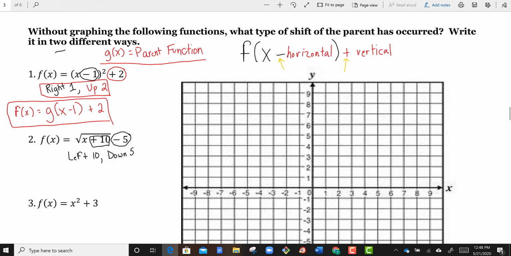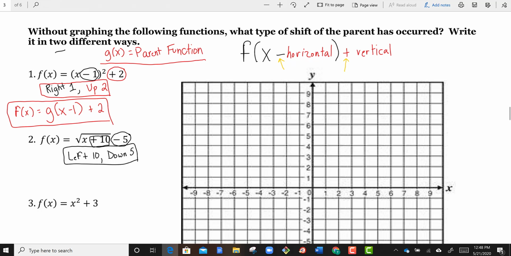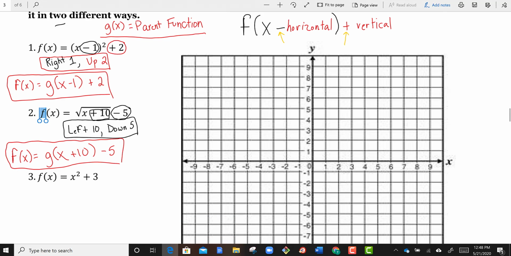If you understand this part, you're in good shape. If the second part's confusing you, try to watch a couple more examples and try one on your own. But basically all we're saying is this new function is a translation of the g function. And we're translating that g function left 10, so that means there's a +10 on the inside, and we're translating it down 5. So there's a -5 on the outside. I would encourage you to pause and try some of these on your own.